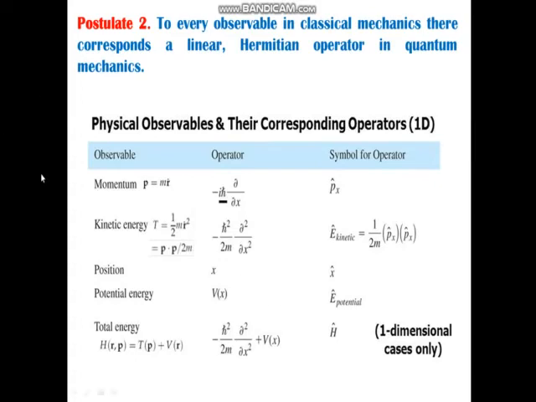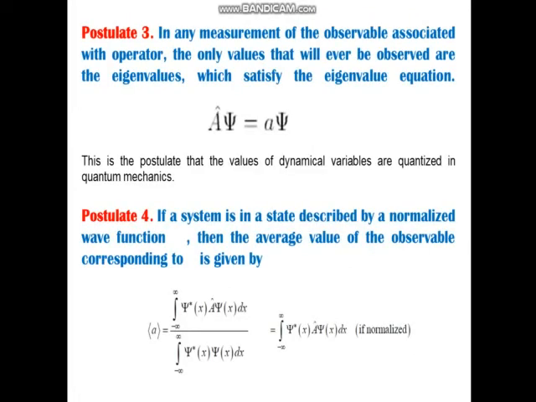For example, if you take momentum as a physical observable, the operator corresponding to that is minus i h cross dou by dou x. When you take the total energy, you can take the term as the Hamiltonian operator, that is H is equal to T plus V, that is, total energy is equal to kinetic energy plus potential energy, and the operator corresponding to that is minus h cross square by 2m dou square by dou x square plus V of x. So like this, for every observable, there corresponds an operator in quantum mechanics. This is the second postulate.